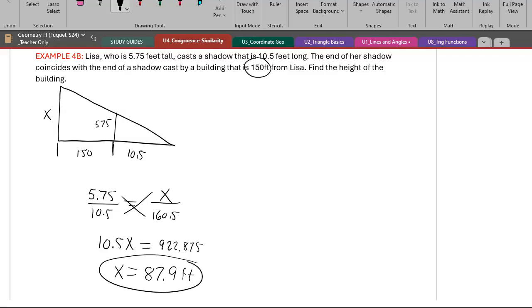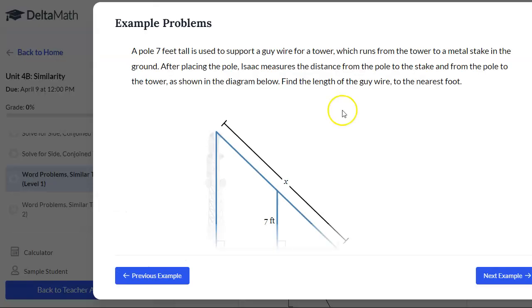However, I've got 1 minute left. I want to show you something on Delta Math real quick of a particular problem you might run into. So let's hop over there real quick. Problem that's going to show up in your Delta Math practice that doesn't really align with anything we just did in this lesson has to talk about a pole and a guy wire. A guy wire is something that supports a really tall structure. So this question is actually asking to find the length of the guy wire.